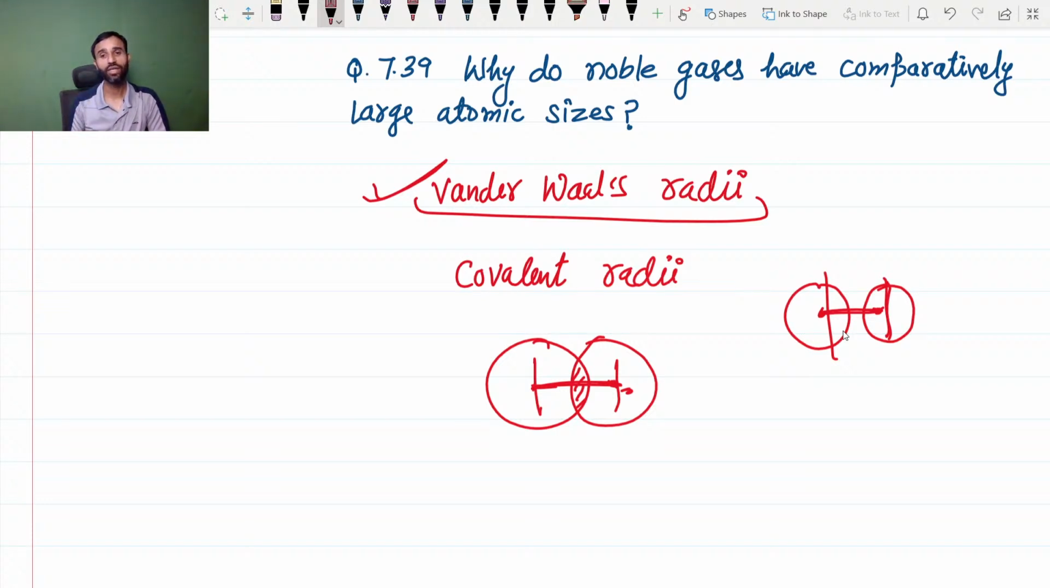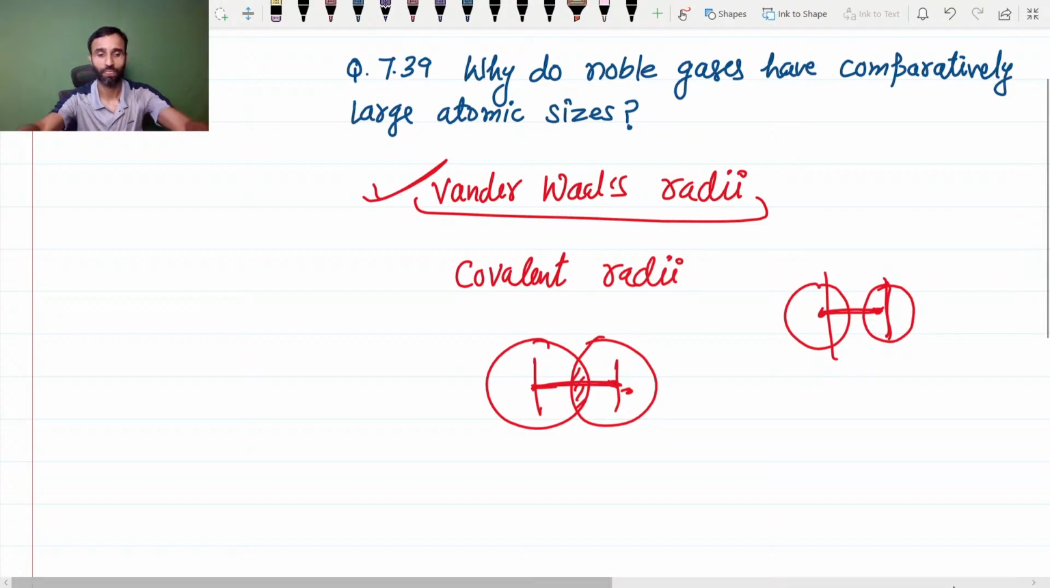So just write, in noble gases we measure van der Waals radii because they are not forming covalent bonds with other atoms of the same gas. Okay, so their size is largest. Okay.